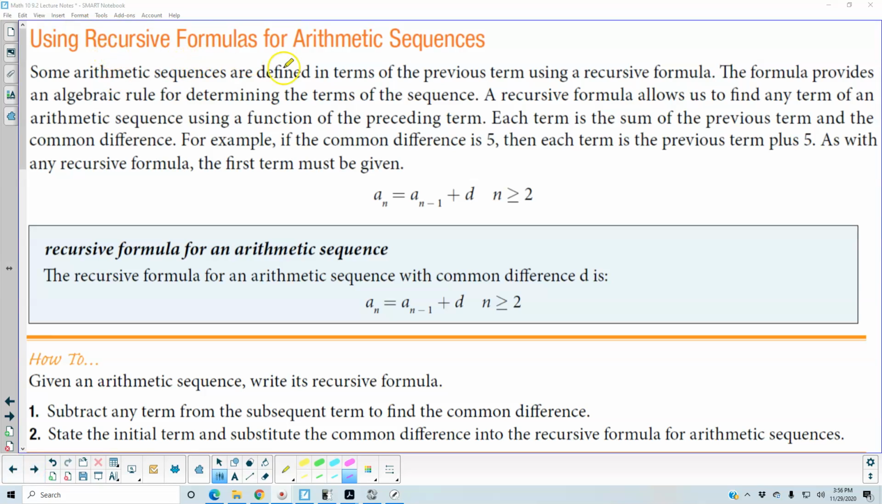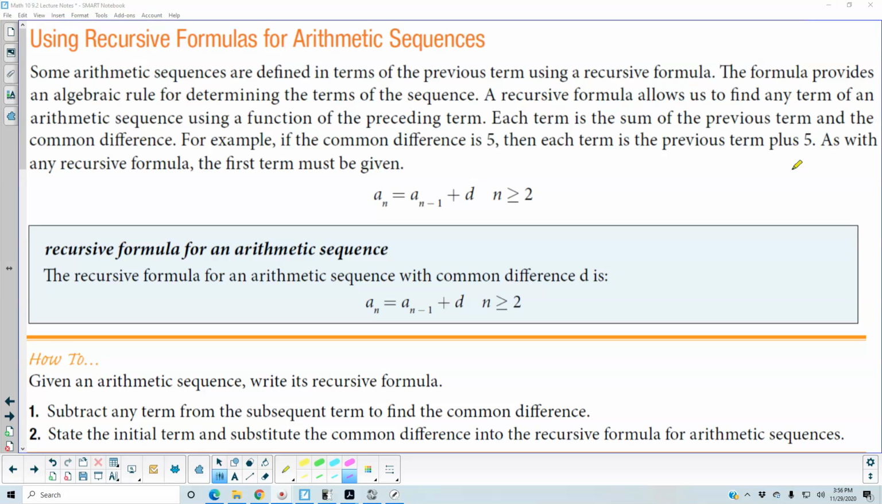Using recursive formulas for arithmetic sequences. Some arithmetic sequences are defined in terms of the previous term using a recursive formula. The formula provides an algebraic rule for determining the terms of the sequence. A recursive formula allows us to find any term of an arithmetic sequence using a function of the preceding term.